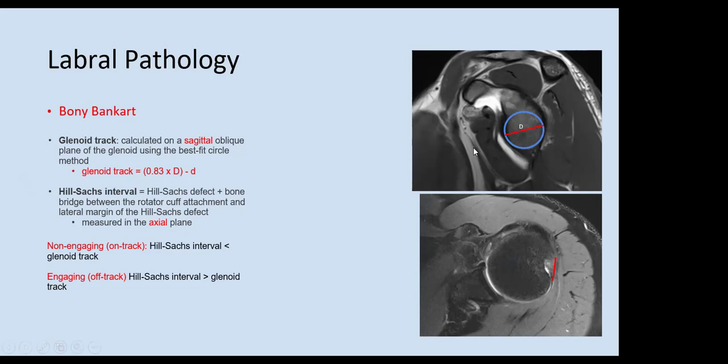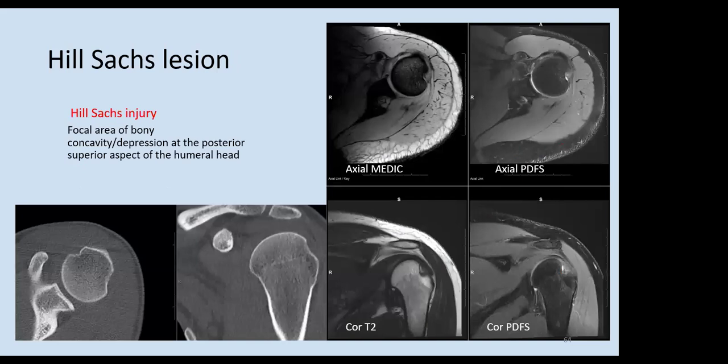So we do this calculation: we measure D, so we place the circle here on the inferior portion of the glenoid, and then the line here measures the distance from the posterior aspect to the anterior aspect. And if we have a bone loss here, we also measure it. Then we apply this equation, which gives us the glenoid track. We assess the Hill-Sachs interval. If the Hill-Sachs interval is less than the glenoid track, it's called on track. If the Hill-Sachs interval is more than the glenoid track, we call it off track. I don't know if your orthopedic surgeons ask for this, but if you get asked about it, this is how we do the calculation.